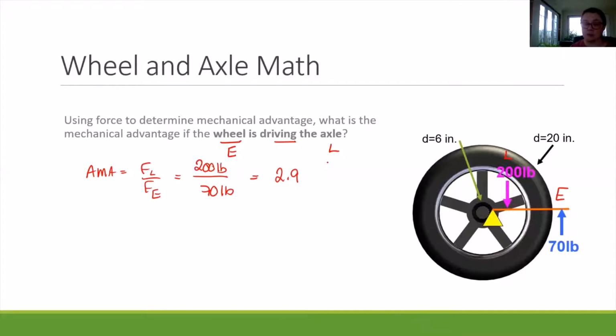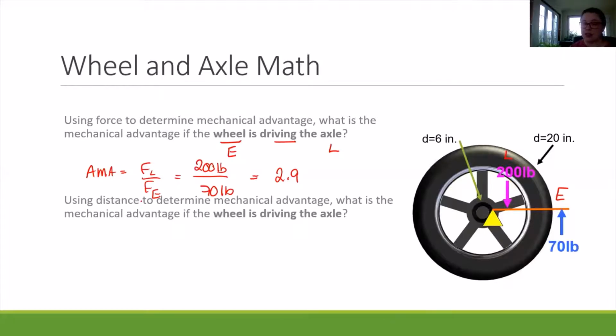All right, next it says determine, using distance, the mechanical advantage. What is the mechanical advantage if the wheel drives the axle?